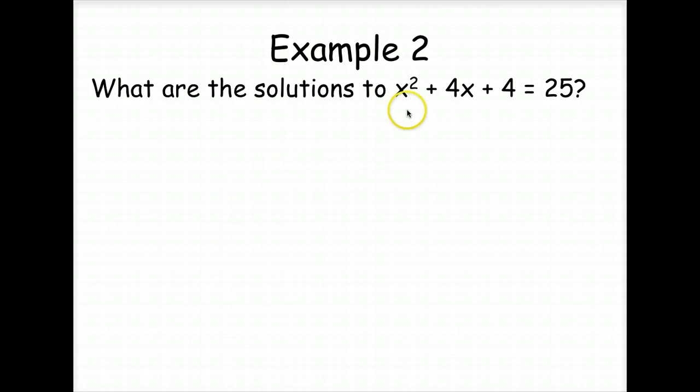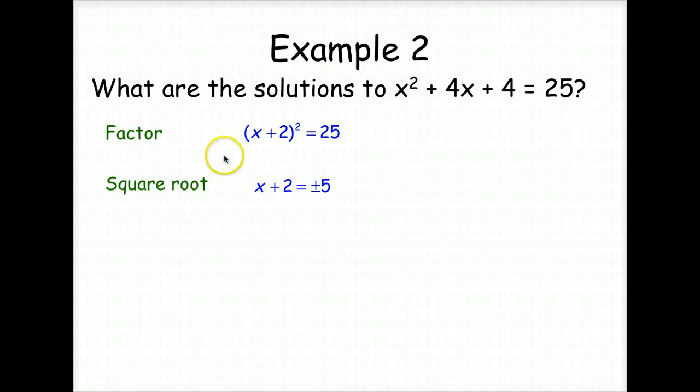In example 2, we're going to find the solutions to x squared plus 4x plus 4 is equal to 25. Notice, perfect squares. That gives us a hint that we can factor this as x plus 2 squared is equal to 25. If we take the square root of both sides, x plus 2 is then equal to plus or minus 5. Now subtract 2 from both sides. We have the answer of negative 2 plus 5 or negative 2 minus 5. Negative 2 plus 5 makes x equal to 3. Negative 2 minus 5, our x will be equal to negative 7.